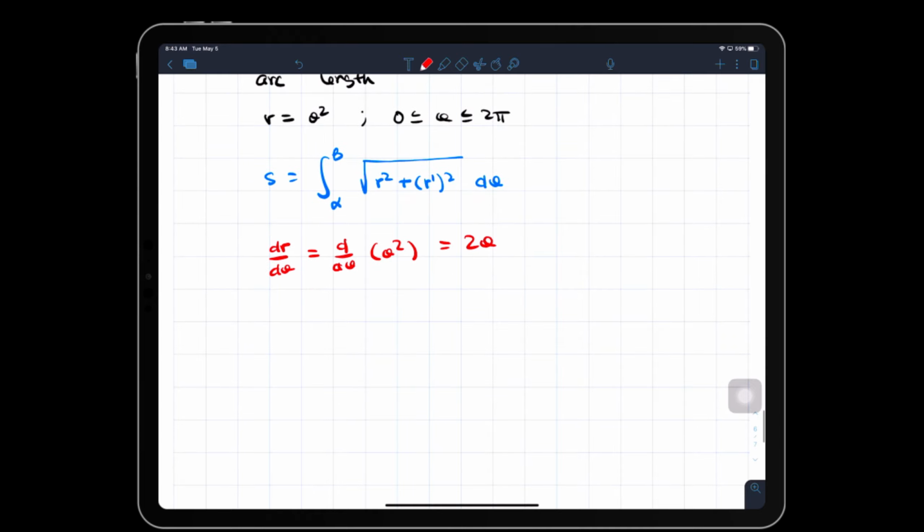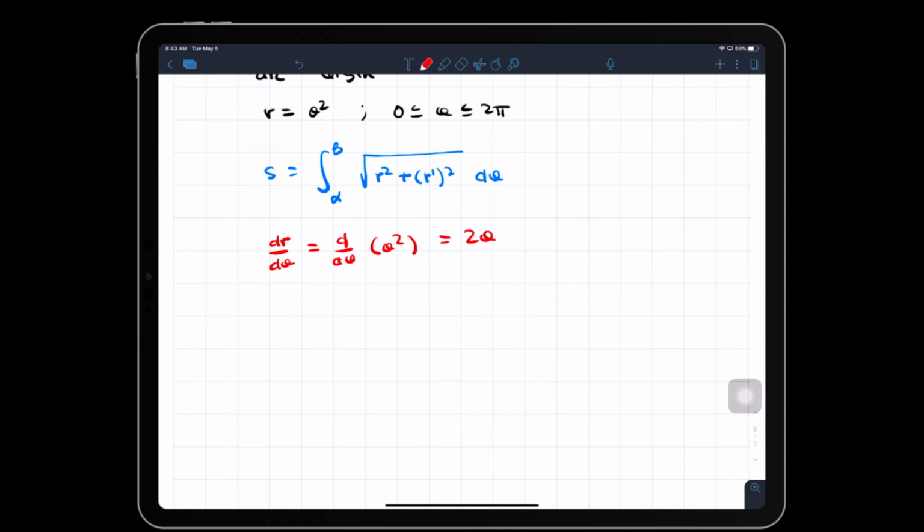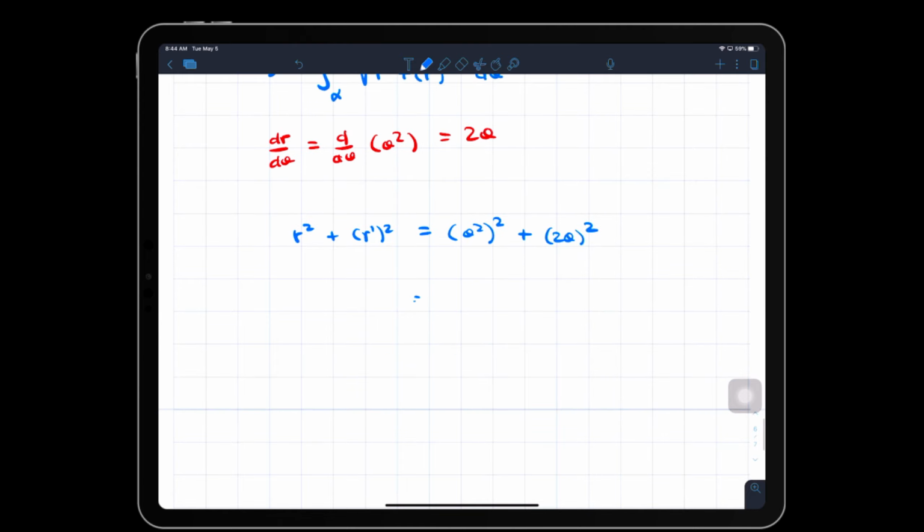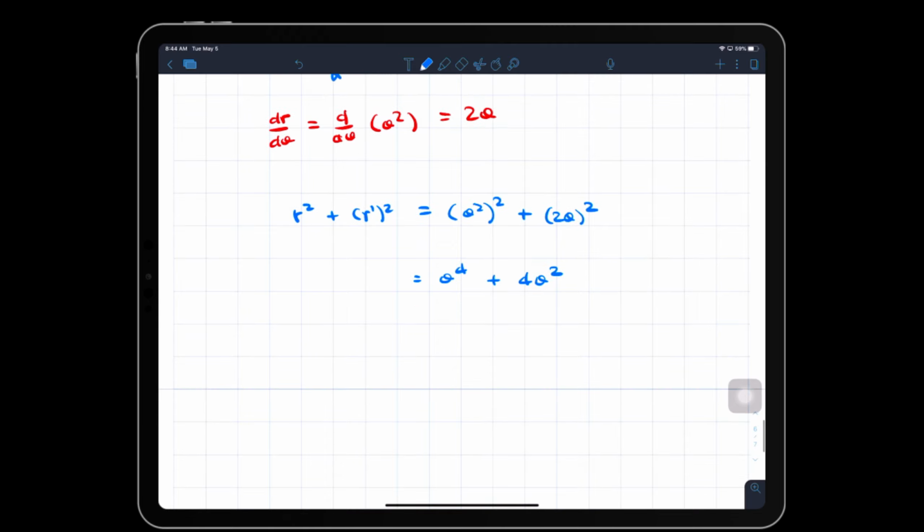Now, we have to square r and square that derivative and put it under a radical. So I'm going to write this down, right? We need r squared plus r prime squared, which is theta squared squared plus 2 theta squared, which gives us theta to the 4th plus 4 theta squared. Okay, now this is under our radical.